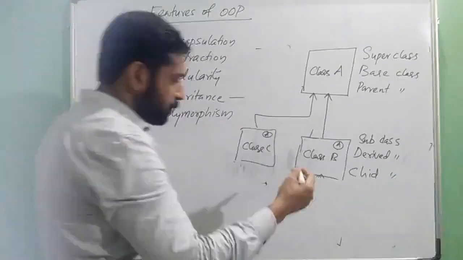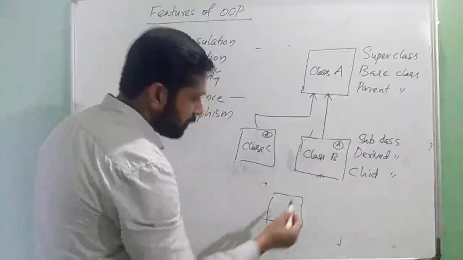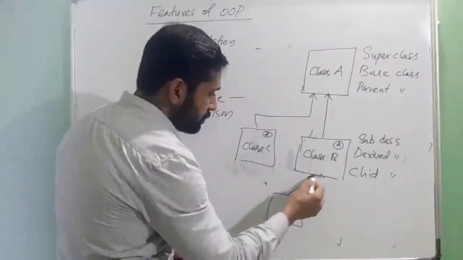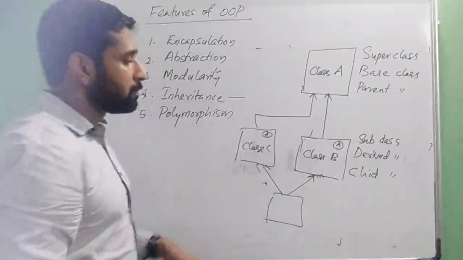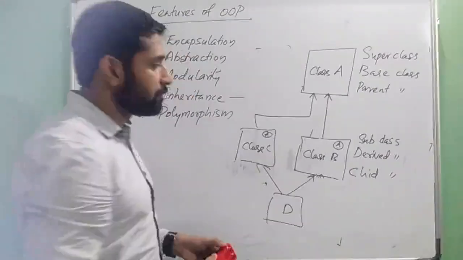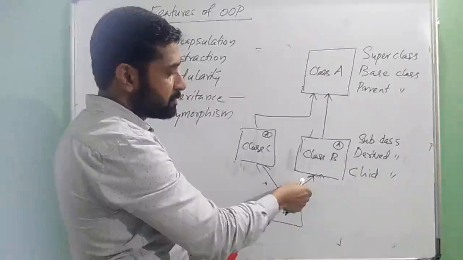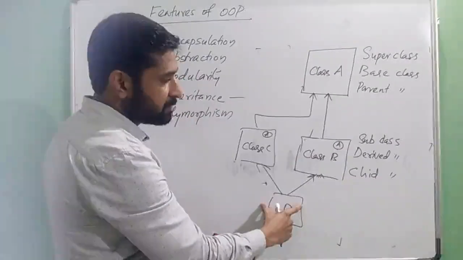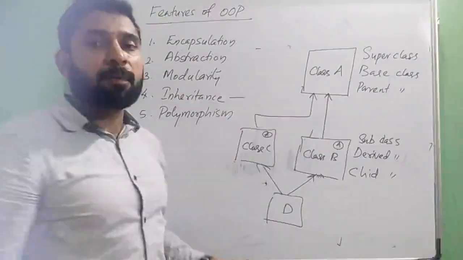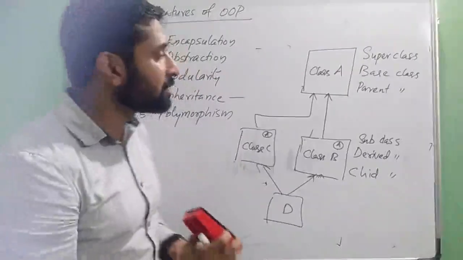Now suppose we further proceed like this. One more, say class B. So here we have multi-level inheritance, and we have multiple inheritance. Such an inheritance is called hybrid inheritance. So these are the different types of inheritance.